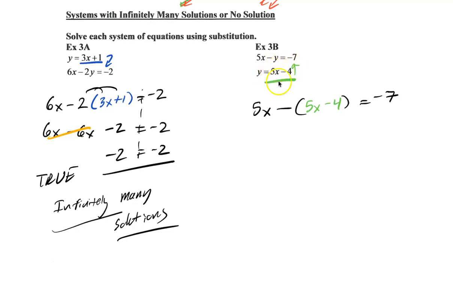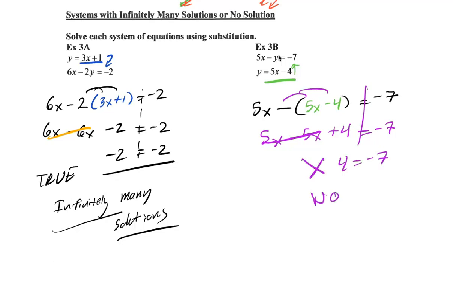We're going to substitute this in for the y right there. And just like before, since it's on the same side, let's distribute. So I get 5x minus 5x plus 4. These cancel. And we're left with 4 equals negative 7. That is false, so this is no solution.